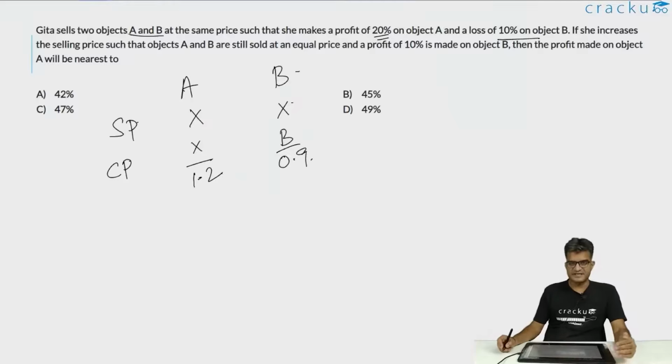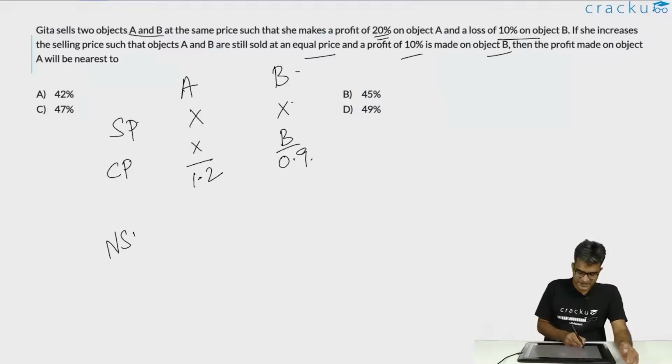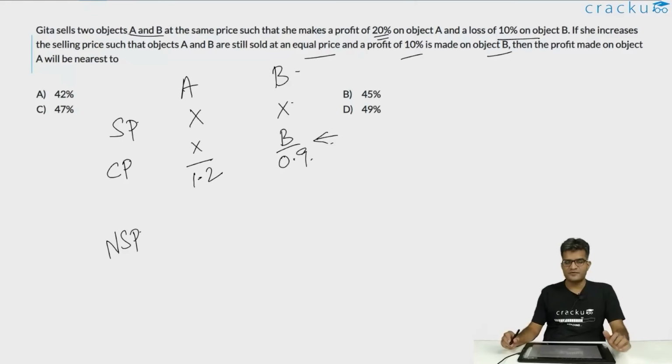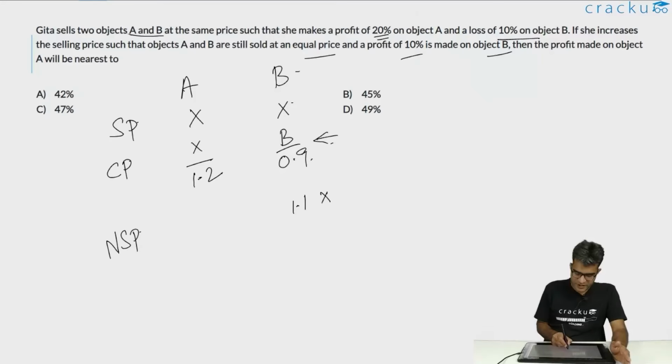Now she increases the selling price of the objects and still sells them at an equal price such that she makes a profit of 10% on object B. So what is the new selling price of B? This is the cost price, but she's making a 10% profit on this. So it will be 1 plus 10%, which is 1.1 into X divided by 0.9. Because the selling prices are still the same, the new selling price of A also is 1.1x divided by 0.9. This is the cost price of A, this is the new selling price.